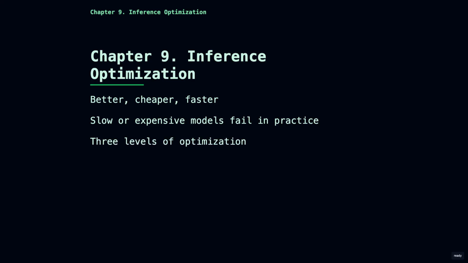Inference optimization can happen at multiple layers. You can improve the model itself, choose better hardware, or tune the service that runs the model so the whole system works more efficiently.